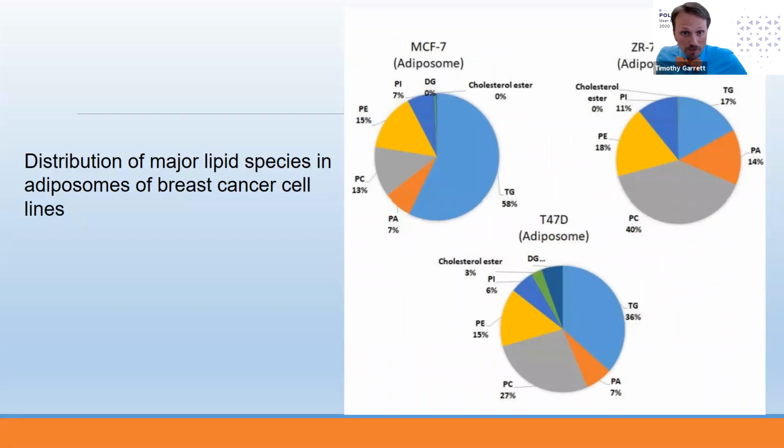Also using Maven, we can also look at the total lipid content, those that were labeled or unlabeled in the process. And this just looks at the overall lipid content of adiposomes in different cell lines. You can see a drastic difference in different cell lines. In the MCF7, we have a large number of triglycerides representing almost 60% of the total content of MCF7, while in ZR75, the triglycerides only represented roughly 17%. And phospholipids, primarily phosphatidylcholine, represented the large portion of the other part of that adiposome.